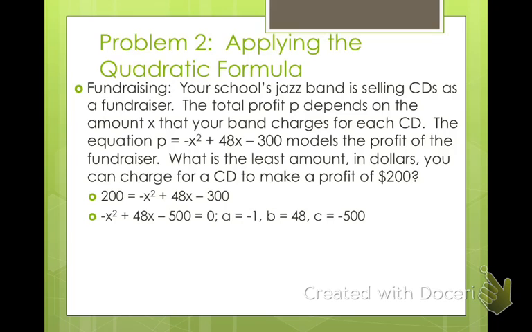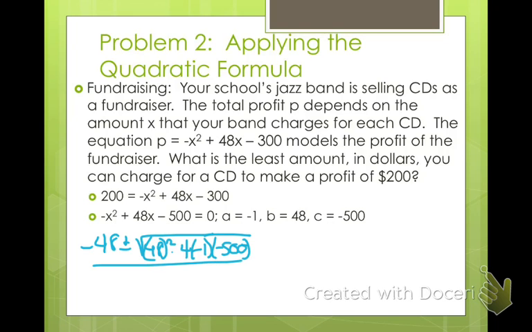Alright, so negative 48 plus or minus the square root of 48 squared minus 4 times negative 1 times negative 500, over, that's times, 2 times negative 1.